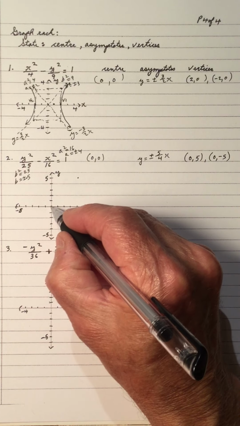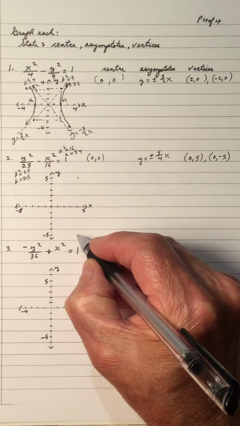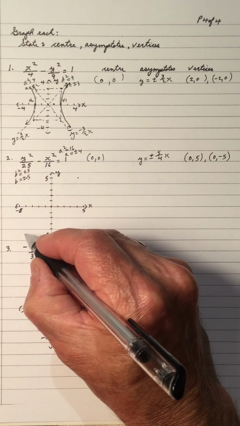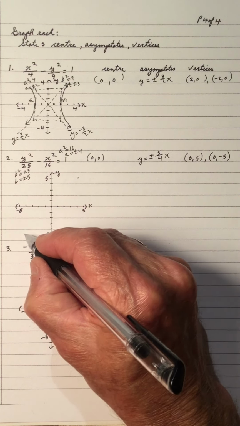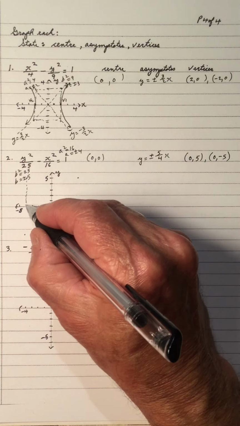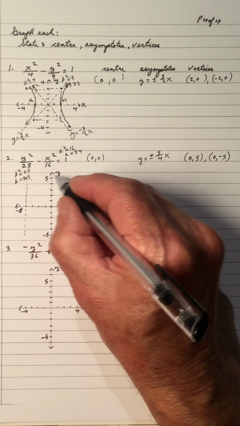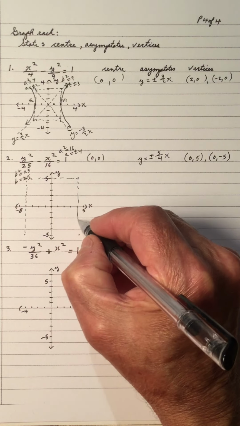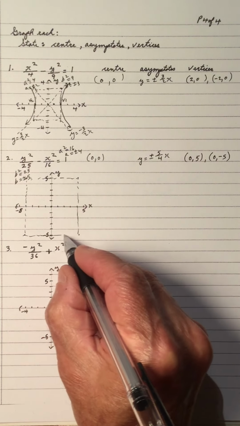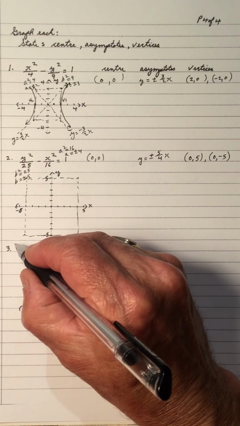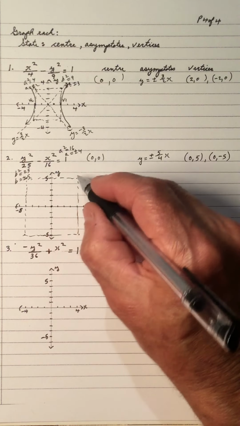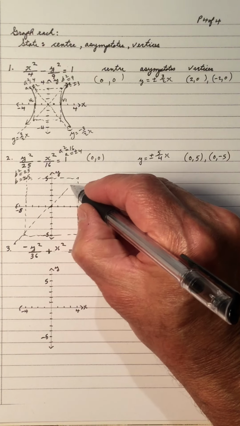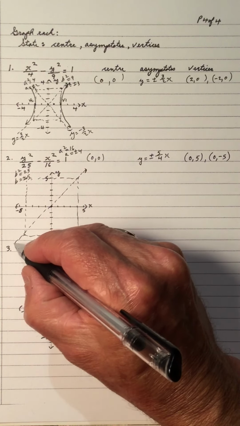We go down 5 from the center, right 4. Down 5 from the center, left 4. And again, this is the rectangle formed by plotting the asymptotes. So the asymptote leaves and goes through the center and through the endpoints to the vertices of the rectangle.